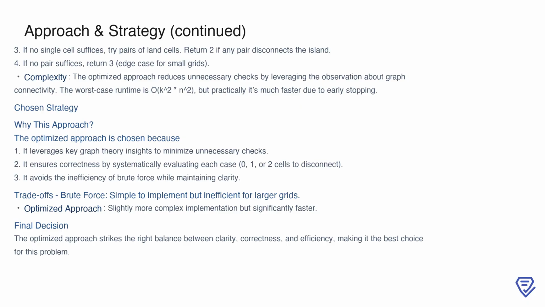The steps include verifying the initial state, simulating the removal of each individual cell, and stopping early if a solution is found. If no single cell works, we test pairs of cells and return 2 if any pair succeeds. In rare edge cases for small grids, the answer may be 3. While the worst case complexity is O(k^2 * n^2), the use of early stopping and systematic evaluation makes this approach much faster in practice.